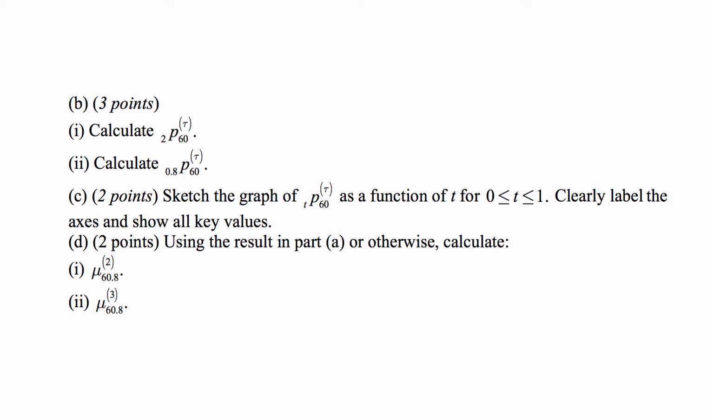And then part D, using the result in part A or otherwise, calculate mu, the force of mortality due to cause 2 at age 60.8, and then the same for cause 3.